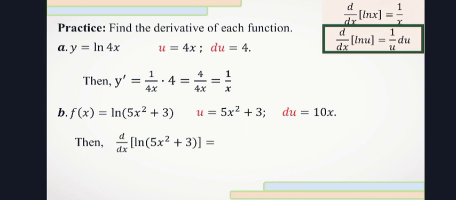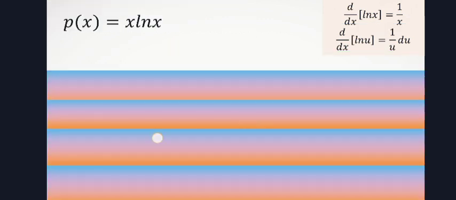So meron na tayong du, meron na tayong u, pwede natin mahanap yung derivative ng function natin. That is 1 over u times your du. Then simplify. The answer is 10x over 5x squared plus 3. And this is the final answer for letter B.